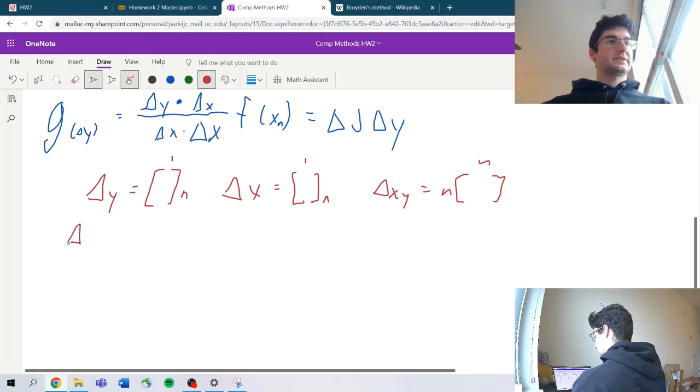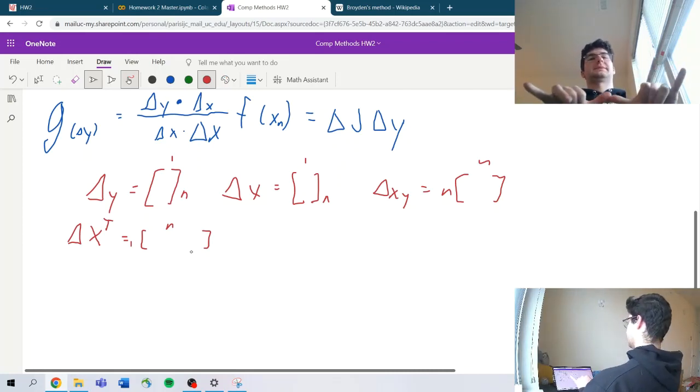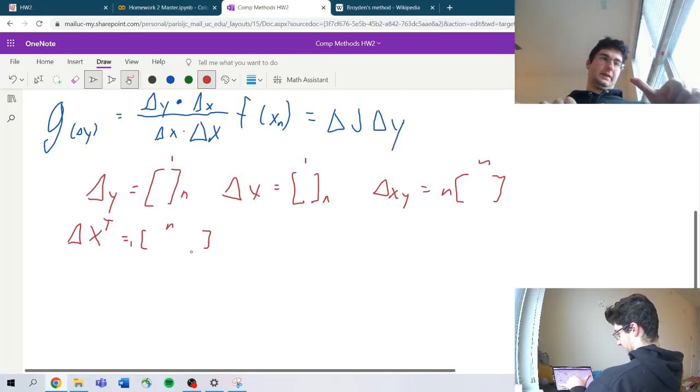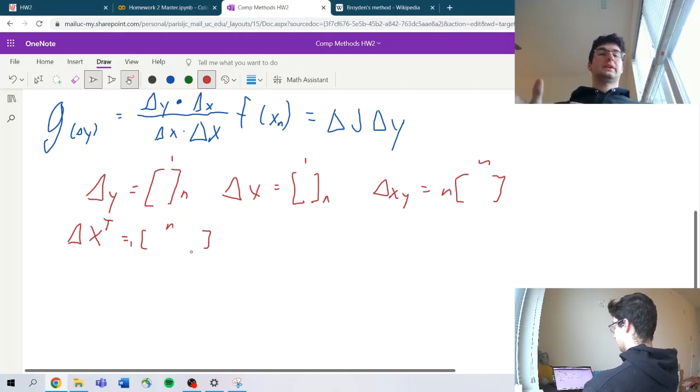So if we transpose this x, which is called delta x_t, then instead of this n by 1 matrix, we'll get a 1 by n matrix, with one row and n columns. Now when you multiply an n by 1 matrix by a 1 by n matrix, that multiplication is a whole lot easier to do, because it comes out to being a 1-by-1 matrix.